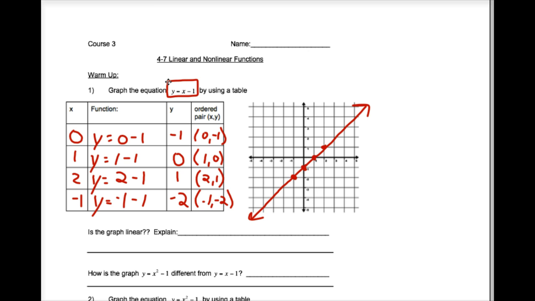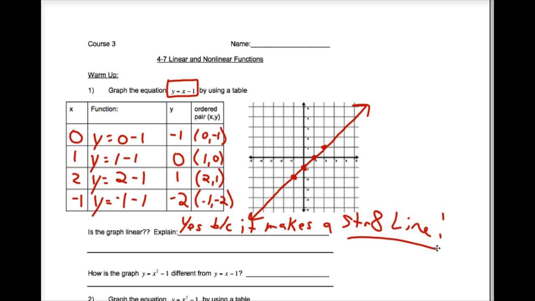That's not why it's linear. It doesn't go through the origin. It has a positive slope, but that's not what makes it linear. It's linear because it makes a straight line. Okay? So is the graph linear? Yes. Because it makes a straight line. That's why it's linear, because it makes a straight line.